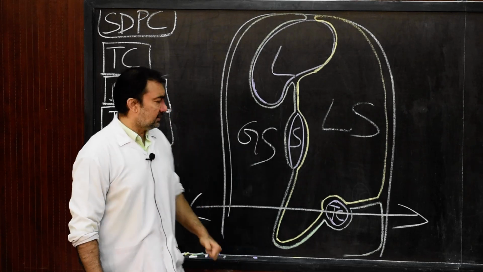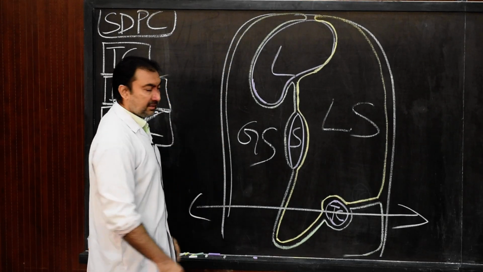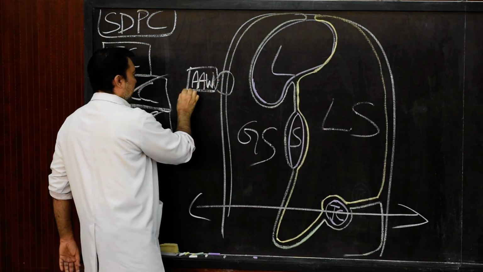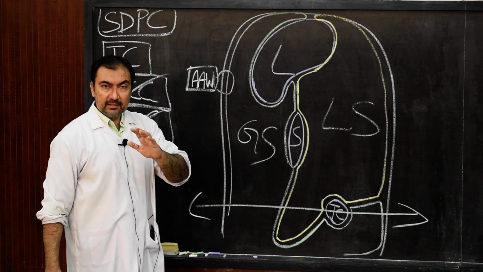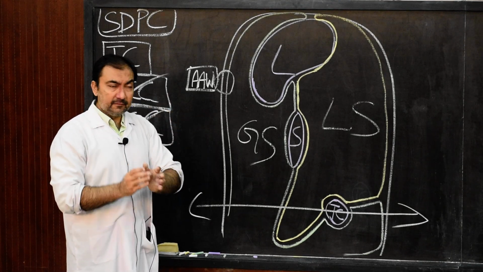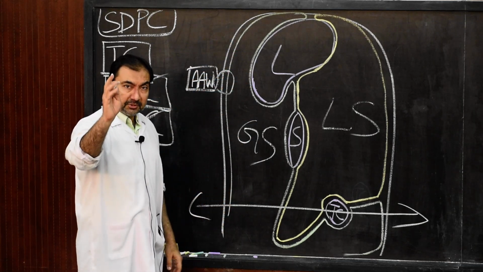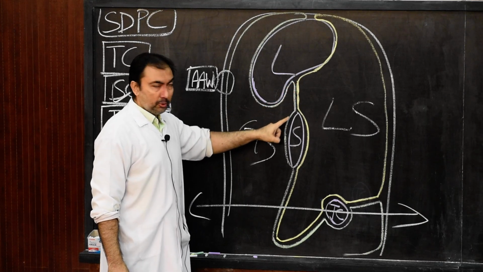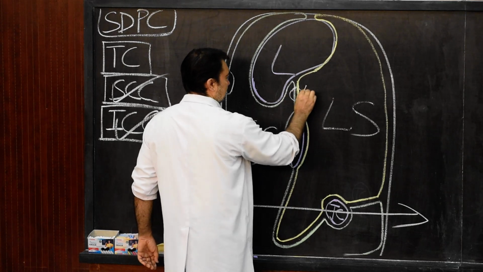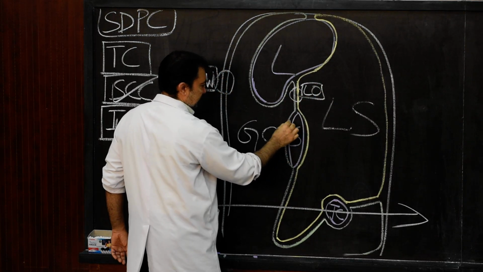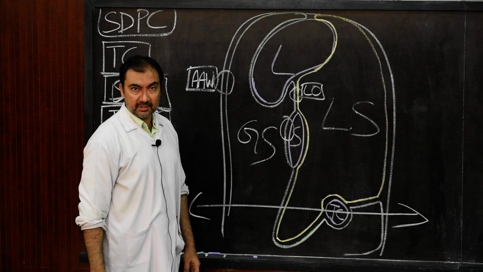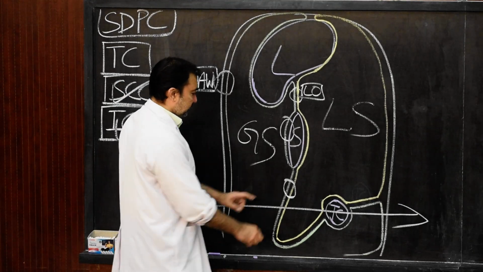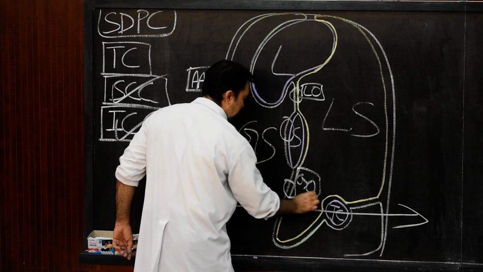Now the supracolic compartment anteriorly is covered by this structure, and we know that this is the anterior abdominal wall. So the anterior boundary of the supracolic compartment of the peritoneal cavity will be the anterior abdominal wall. Posteriorly, try and understand this, it will be the anterior sloping surface of this structure, lesser omentum, then the anterior inferior surface of stomach, and then this structure which includes the first and second layer of greater omentum.